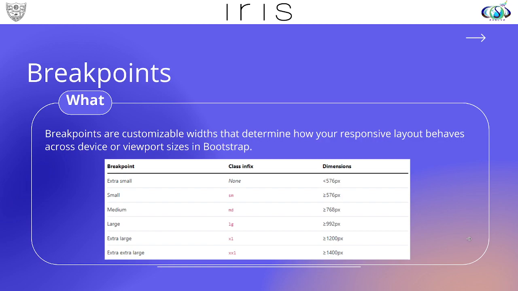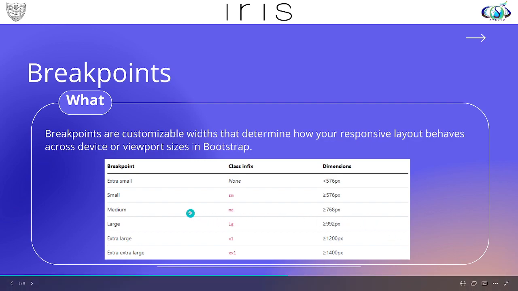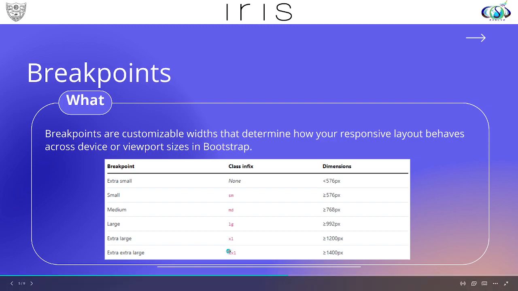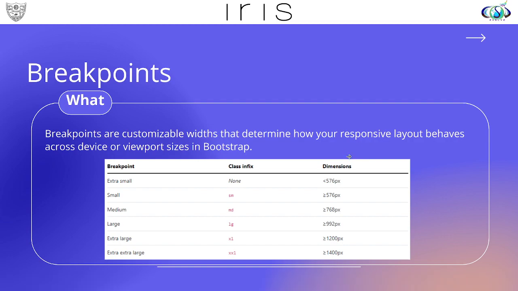Coming to the concept of breakpoints. These are screen widths that determine the responsiveness of a web page. They can be used to implement media queries. I have added the standard breakpoints in Bootstrap over here. These are SM for small, MD for medium, LG for large, XL for extra large, XXL for extra extra large, and these are the corresponding dimensions for these. We'll see how we can use these later in the demo.